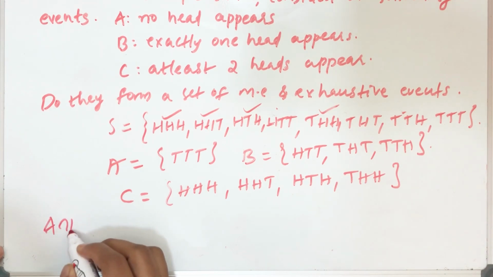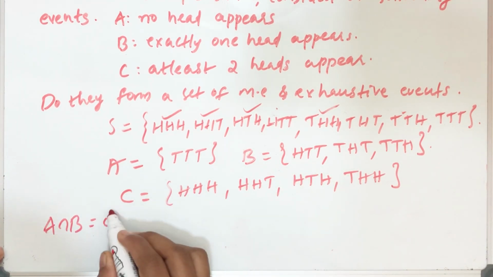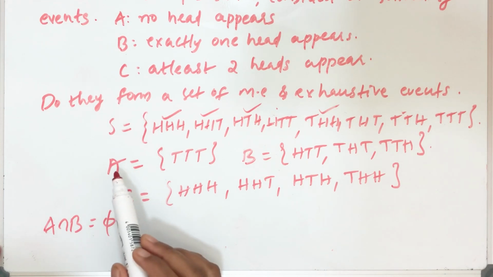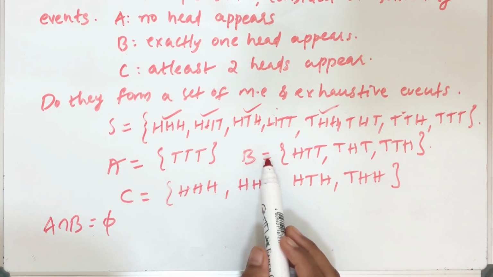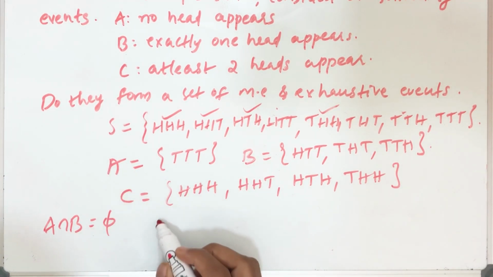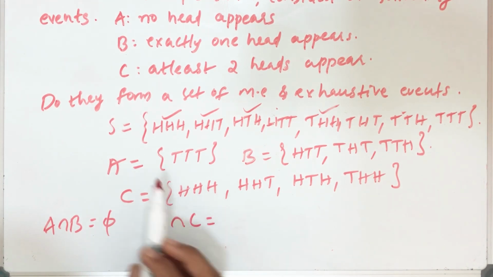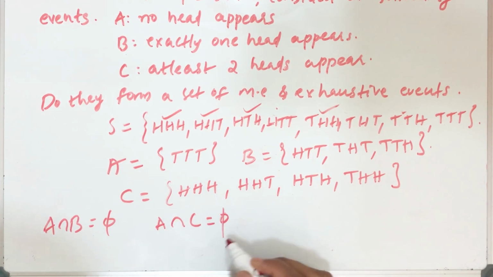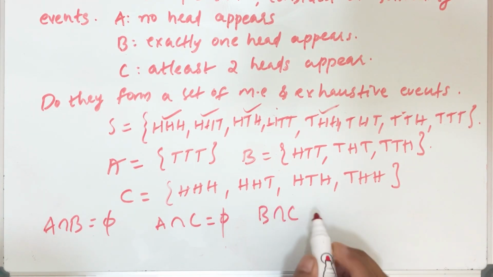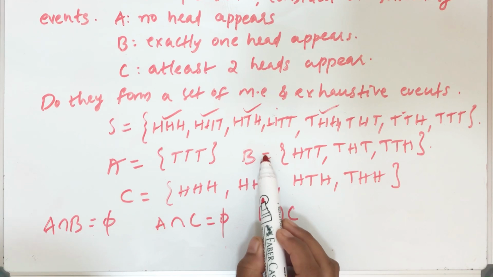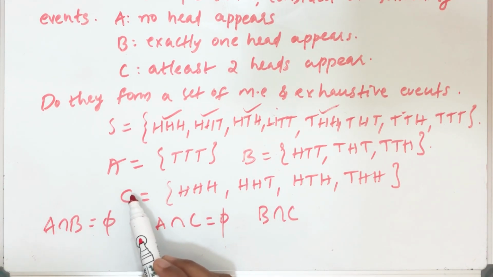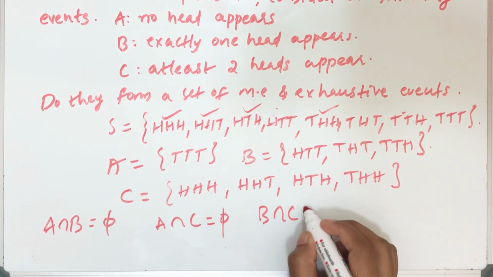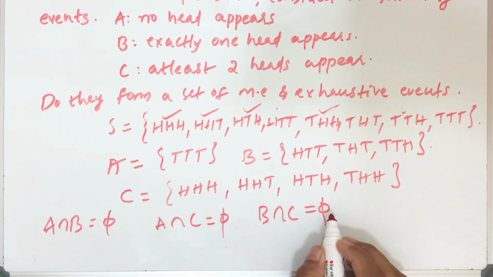So A intersection B. A intersection B is empty. That is intersection of no head and exactly one head. Of course empty. Next A intersection C. A is no head and C is at least two heads. So it's also empty. And B intersection C. B is exactly one head, C is at least two heads. That is greater than or equal to 2. Here 1, here greater than or equal to 2. So this is also empty. So they are pairwise disjoint.